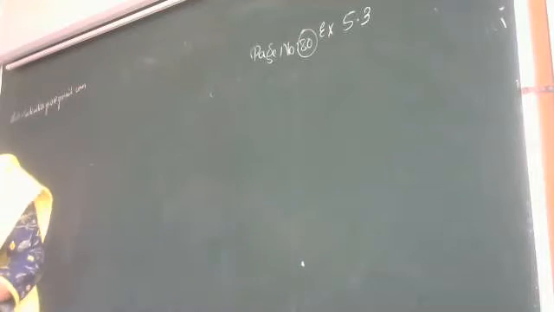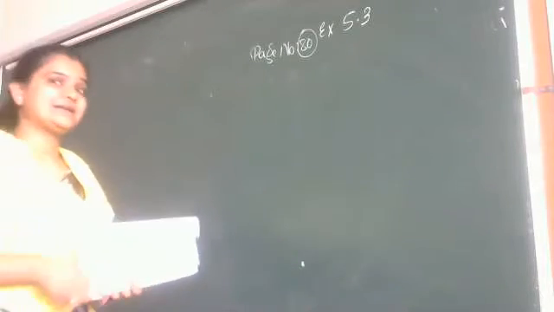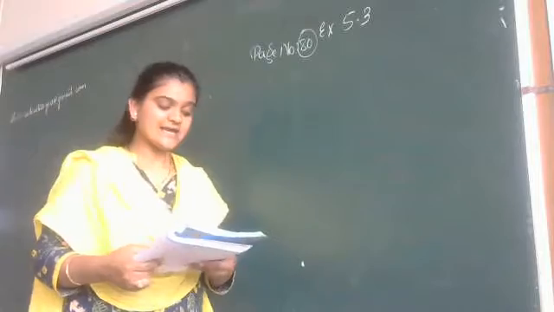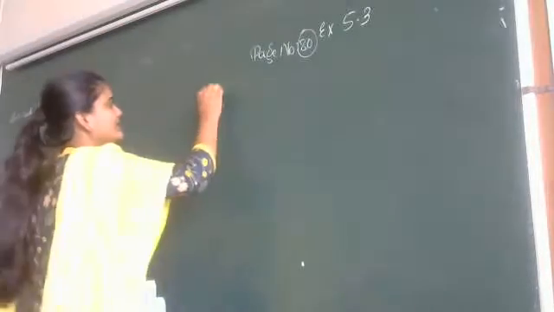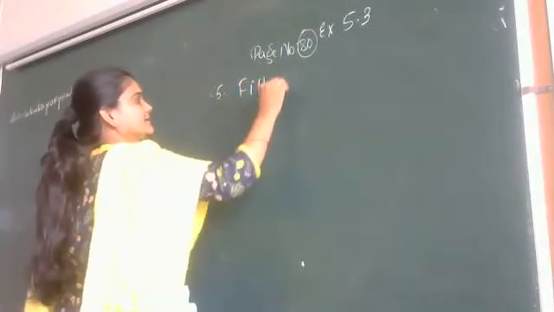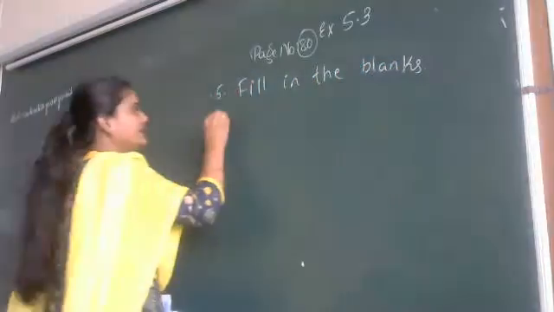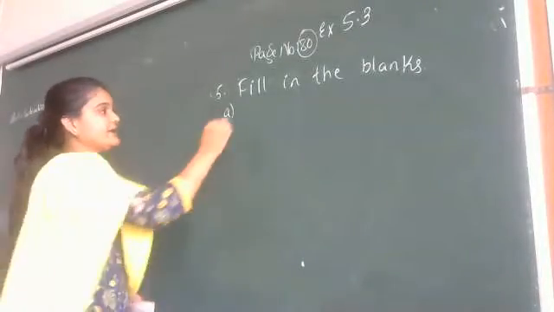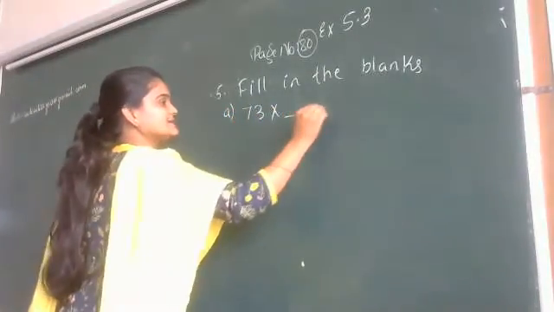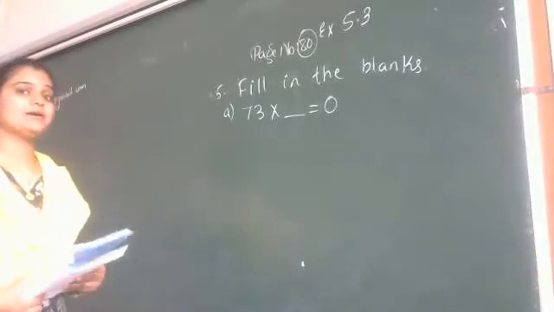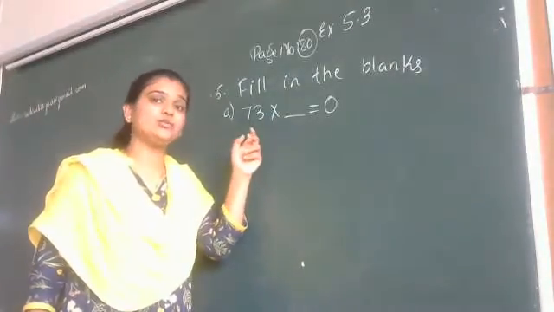Okay, 73 into what number do you get 0? After understanding the properties that we studied yesterday, multiplying by 0, multiplying by 1, multiplying by tens, multiplying by hundreds, you can answer the fifth question, fill in the blanks. The first question is 73 into dash is equal to 0. What number, if you multiply by 73, gives the answer 0?